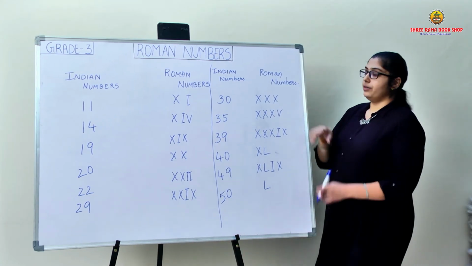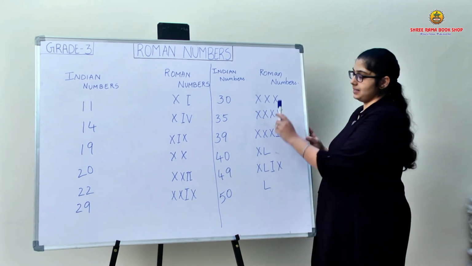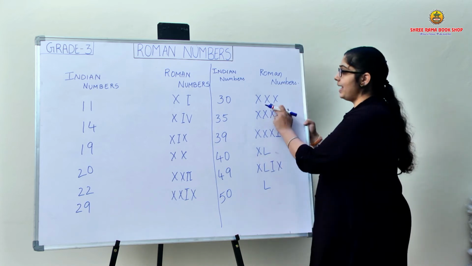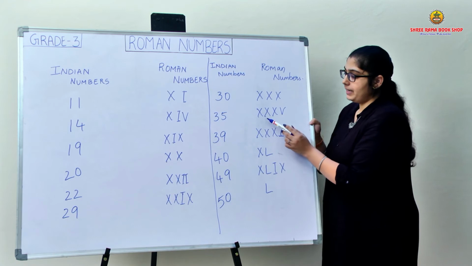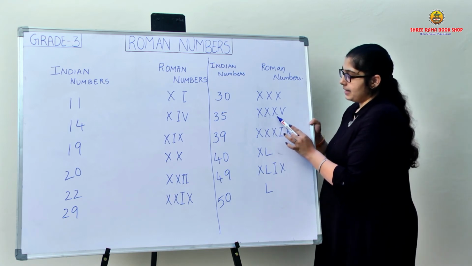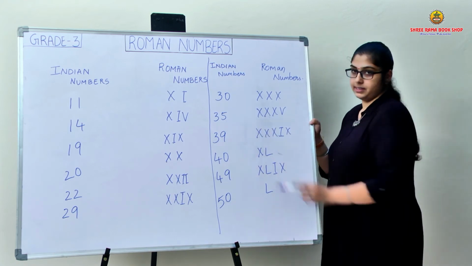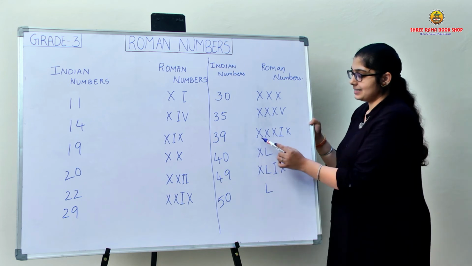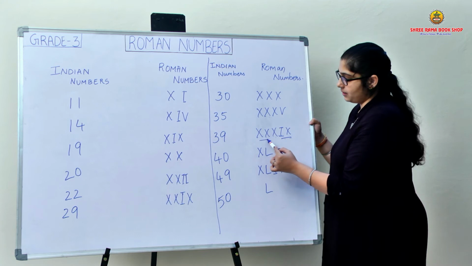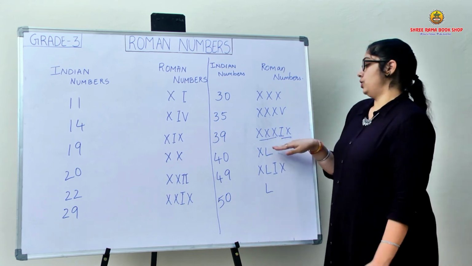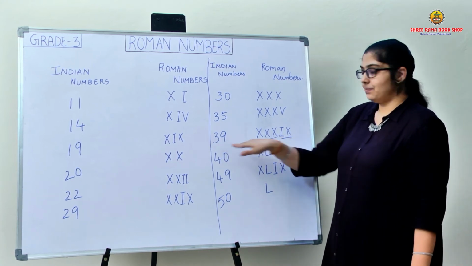Now I am going for 30. It is 3 times X. I have already explained, right? So XXX can be written for 30. And if it is 35, I will take it as XXXV. So I get 35. For 39, it is XXXIX, because IX is 9 and triple X is 30, so 30 plus 9, we get 39.